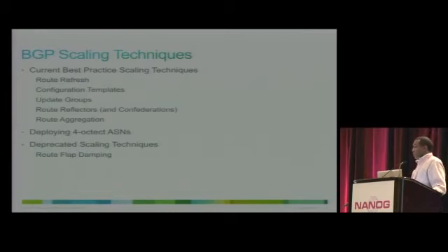Route reflectors and confederations, that we'll discuss. Route aggregation, which is very important, and we'll discuss it also. 4-octet ASN, because we are running out of 2-octet ASN. And then route flap dampening, but we are not going to discuss that, and it's not that much in use nowadays.